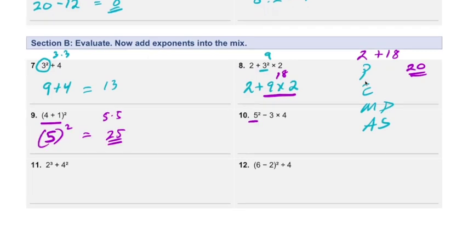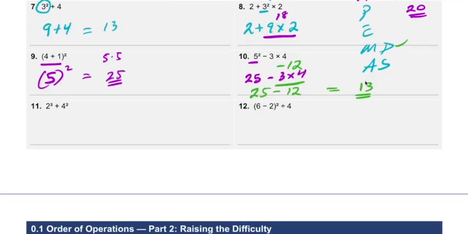Next one, so that, again, 5 squared we just talked about is 25, minus 3 times 4. And then here, we want to multiply or divide first. So negative 3 times 4 is a negative 12, or just 12. 25 minus 12 is 13. Next one, well, this one's easy. 2 to the third, that's 2 times 2 times 2. So 4 times 2 is 8, plus 4 squared, that's 4 times 4, which is 16. So 8 plus 16 is 24.